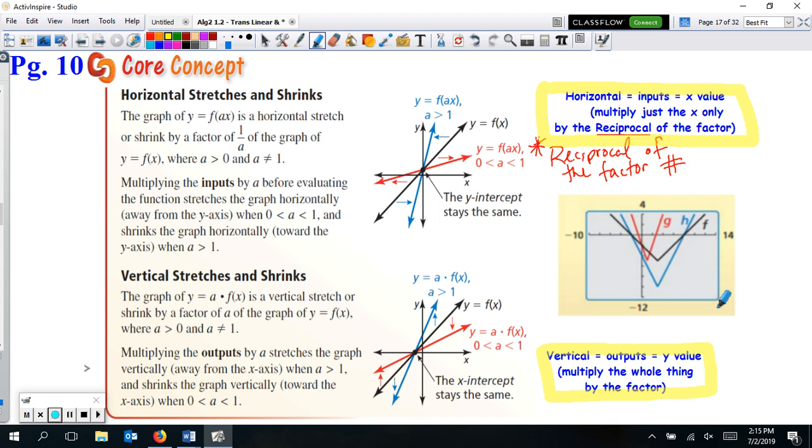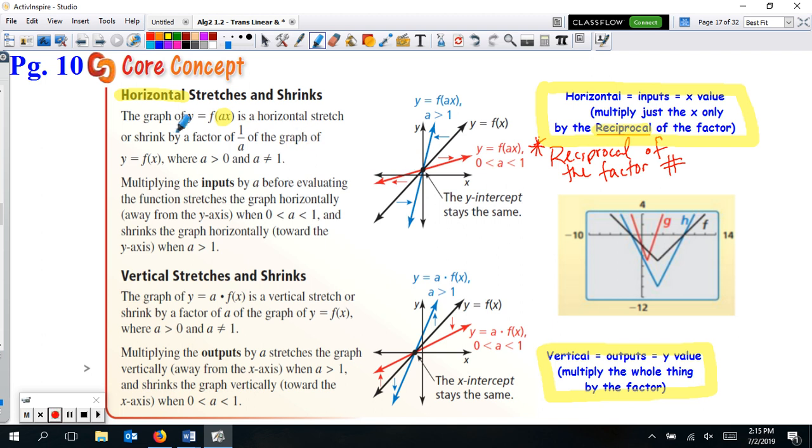So that's where you have to recognize which one it is going to be. Is it horizontal or is it vertical? That's going to tell you where to multiply. If it does use the word horizontal, for horizontal stretching or shrinking, you're going to multiply the x inside the function by whatever number it says to multiply by. Actually, not by that number, sorry, by the reciprocal of that number.